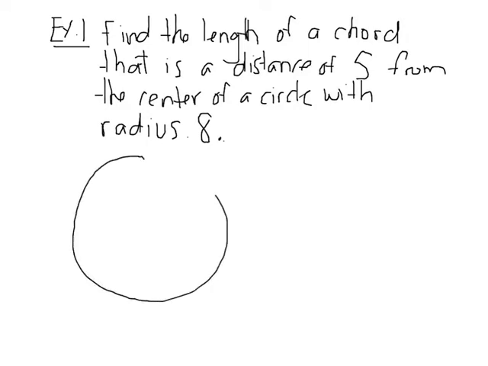So let's draw a picture of what we have. Here's our circle, and we have a chord that is 5 units from the center of the circle. So this distance here is 5. We also know that the radius of our circle is 8 units, and we want to find the length of that chord.